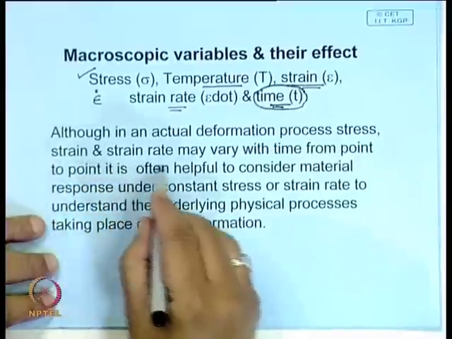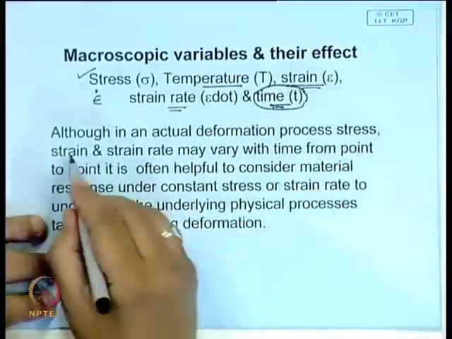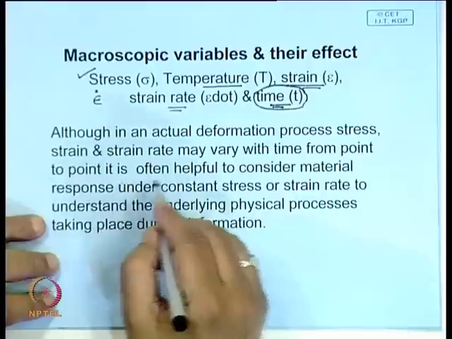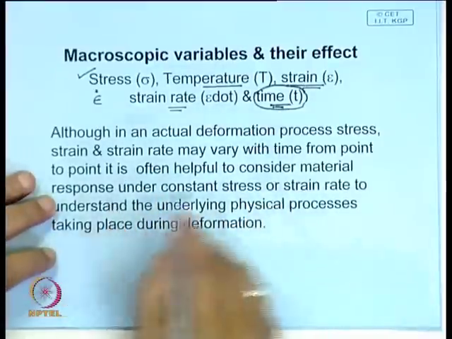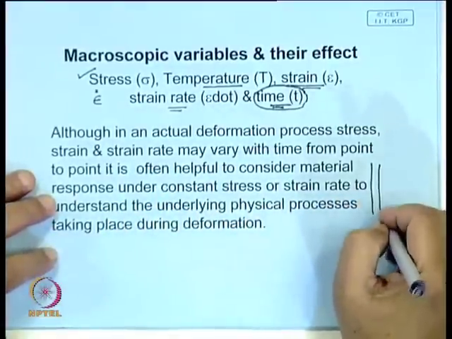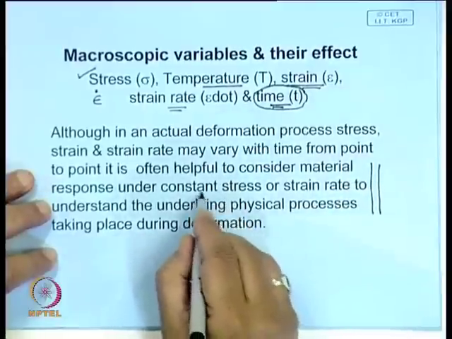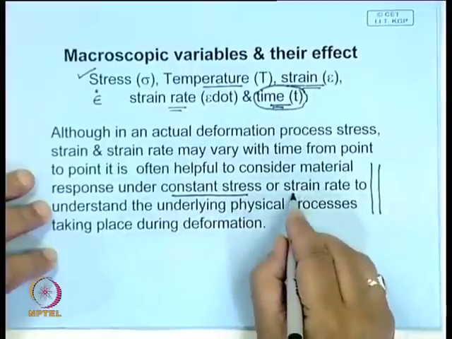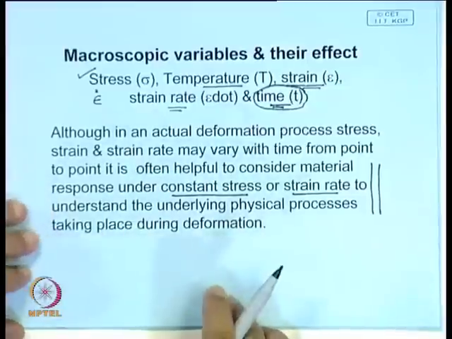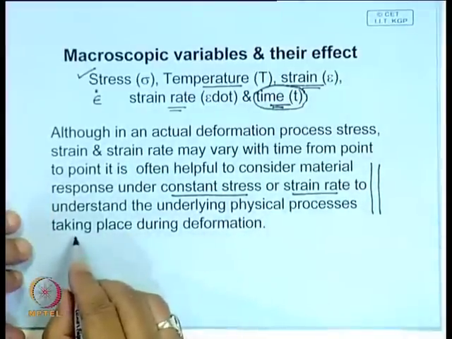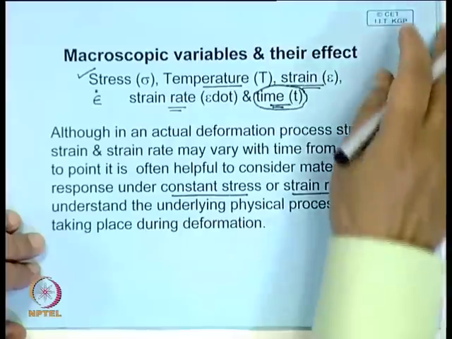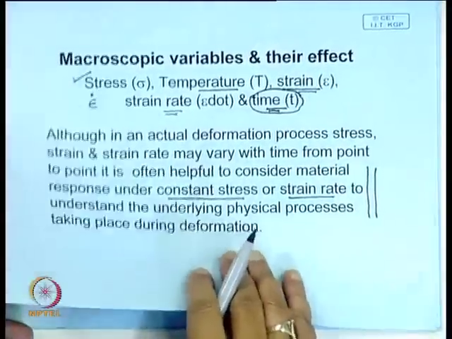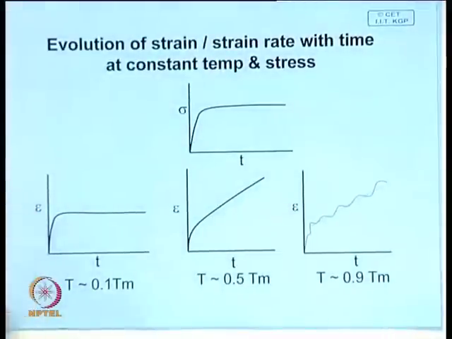Although in an actual deformation process these variables may vary, particularly stress and strain rate may vary with time from point to point, often we consider the material response. To understand the material response, we often assume that the deformation takes place under either constant stress or constant strain rate, to understand the underlying physical processes that take place during deformation. And let us see, when we consider the material behavior under this condition, what do we get.